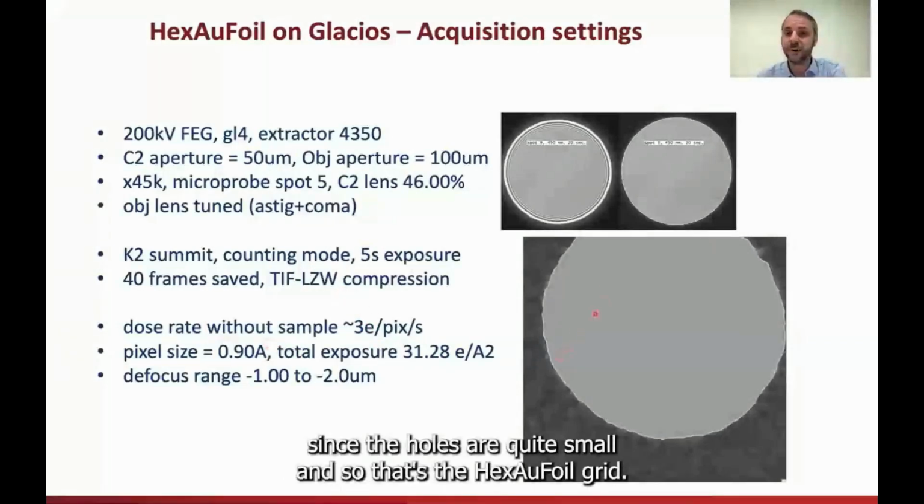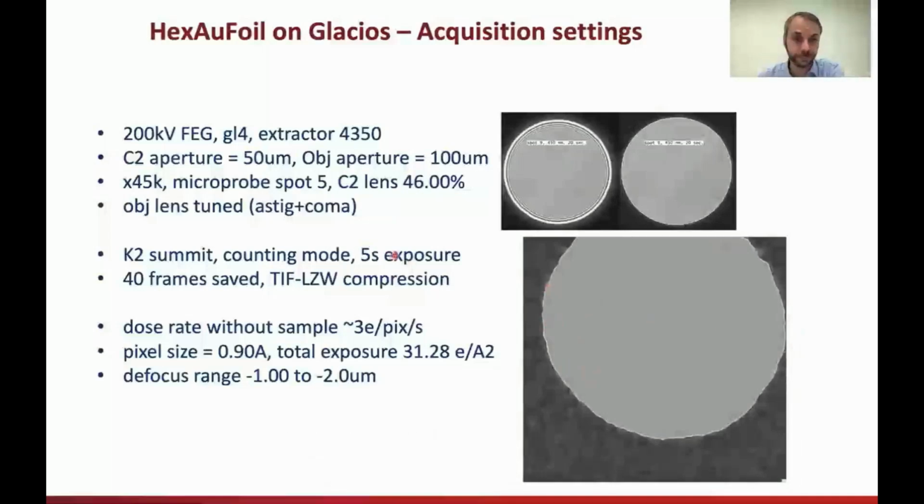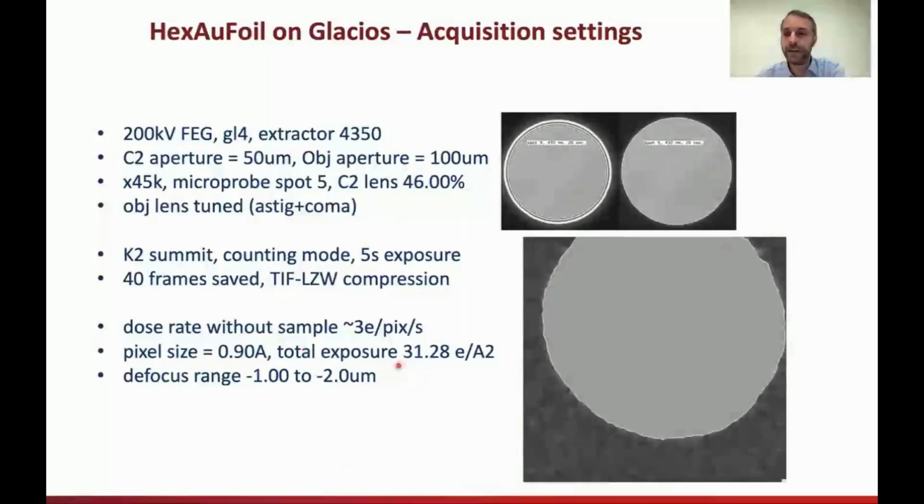Since the holes are quite small, that's a Hexafoil grid. Basically the diameter of the hole is around 300 nanometers. We use quite a small pixel size, high magnification, so we were at 0.9 angstrom per pixel here. And you already see the particles here.